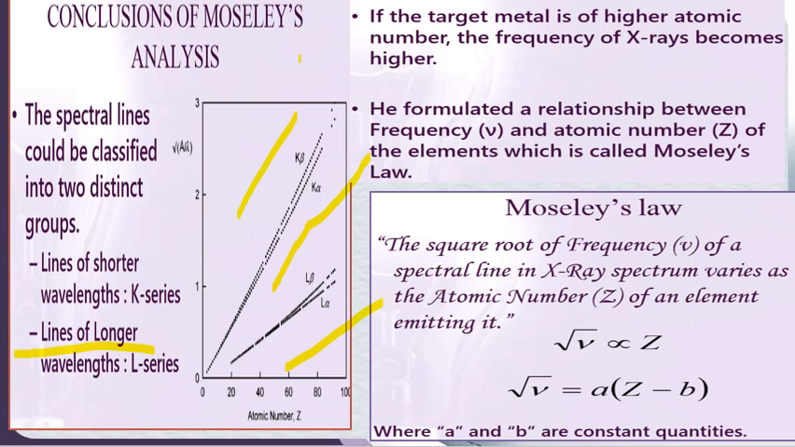So here it is given as square root of ν is proportional to Z, where Z is the atomic number. You can also say it as square root of ν equals a(Z minus b). A and b are constant quantities.